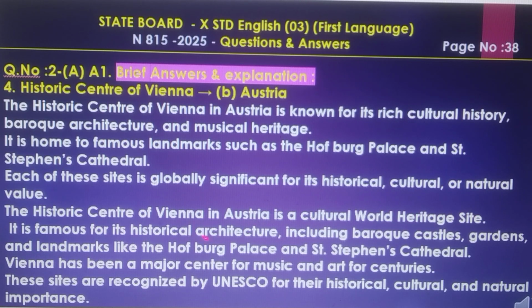The Historic Centre of Vienna in Austria is a cultural World Heritage Site. It is famous for its historical architecture, including baroque castles and gardens and landmarks like the Hofburg Palace and St. Stephen's Cathedral. Vienna has been a major center of music and art for centuries. These sites are recognized by UNESCO for their historical, cultural, and natural importance.